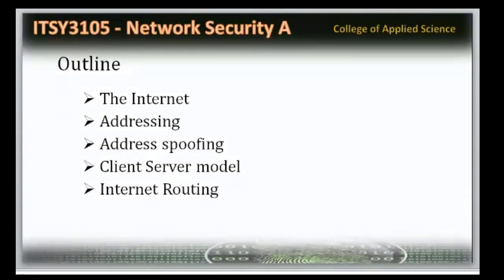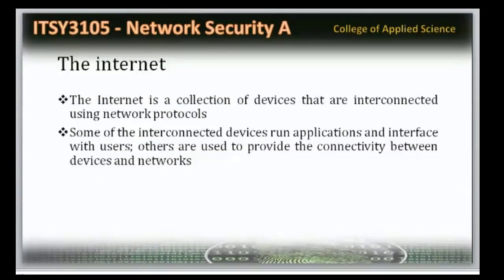Now, let me go to the first concept, internet. So what is the internet? The internet is a collection of networks. Multiple networks are connected together. Or we can say it is a collection of devices that are interconnected using network protocols. So we are using a lot of protocols and a lot of devices that are connected with each other. That is going to be the internet.